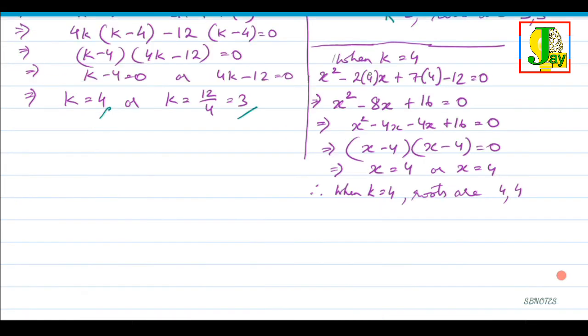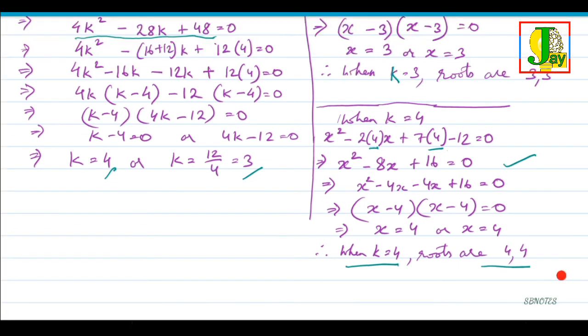And in the same manner, when k is equal to 4, putting the value 4 in place of k, the equation is x square minus 8x plus 16 equals to 0, and on solving this you get x equals to 4. Both roots are equal when k equals to 4. So when k equals to 4, you have x equals to 4 and 4, and when k equals to 3, both the roots are 3 and 3.